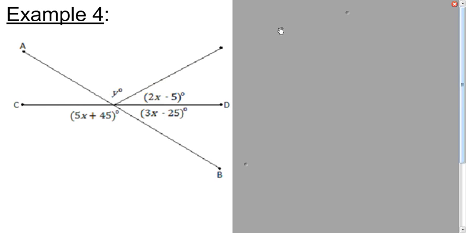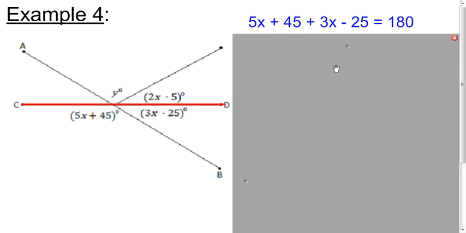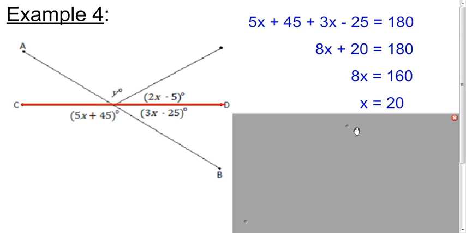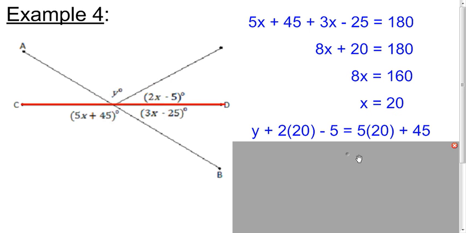So to figure out what x is, what I did first was I said, hey, that's a straight line segment, so those 2 add up to 180. Combine the terms, subtract 20 from both sides, divide by 8. There we go. And then to find y, I said, well, if I add y with 2x minus 5, that's going to be the same as 5x plus 45.